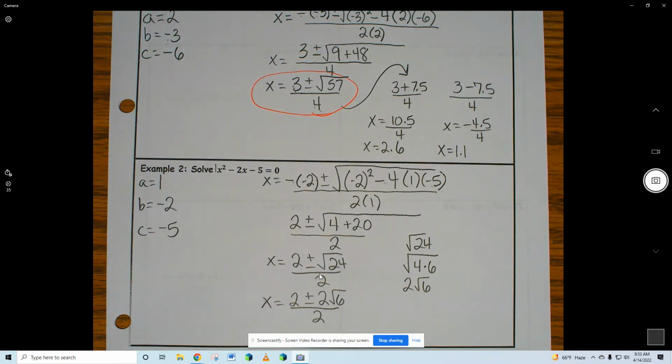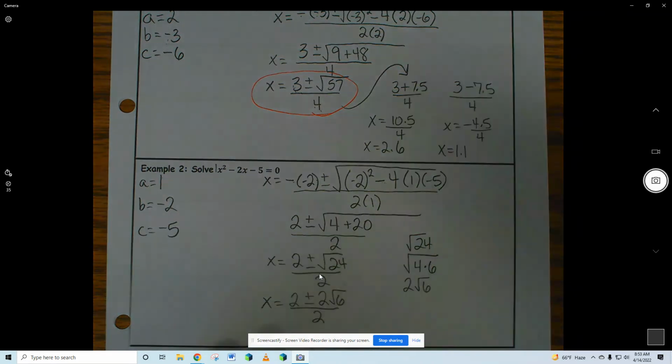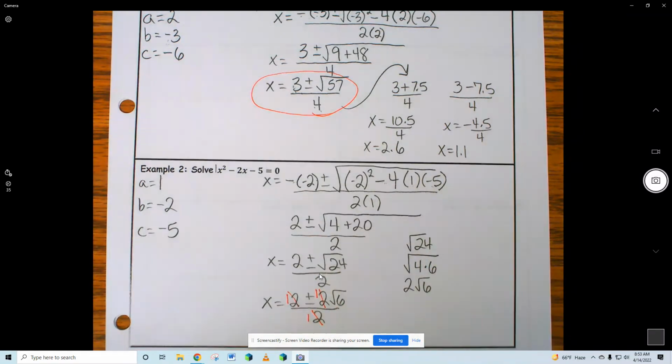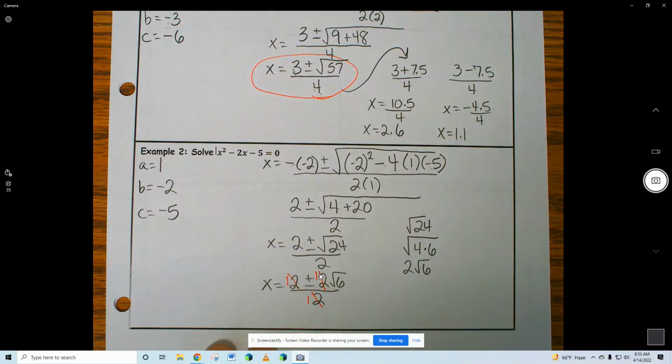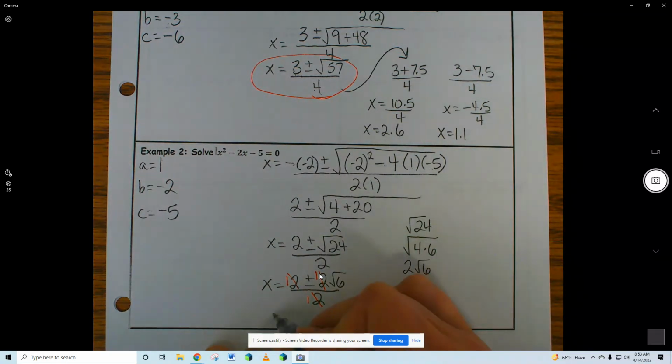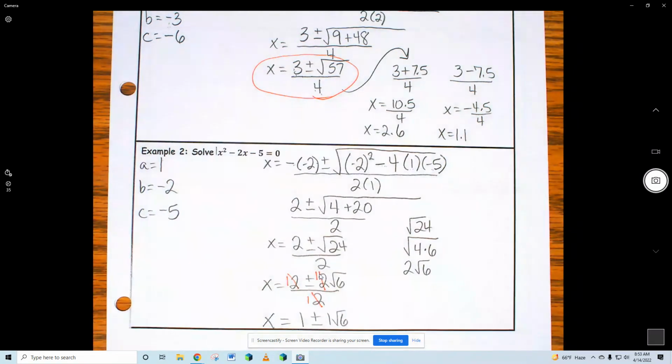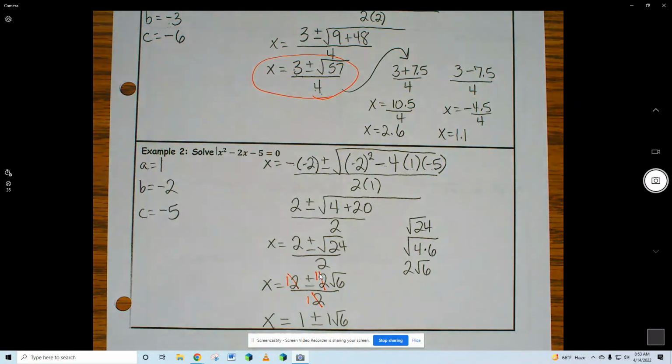But all these 2s out here, they can be divided out. This denominator of 2 divided by the numbers up top. Not the 6, though. 2 goes into 2 once. 2 goes into this 2 once. Don't touch the 6. The 6 is under, like protected by that square root. 1 plus or minus 1 root 6. I don't even need to put over 1. Nobody does over 1. So, that's that.